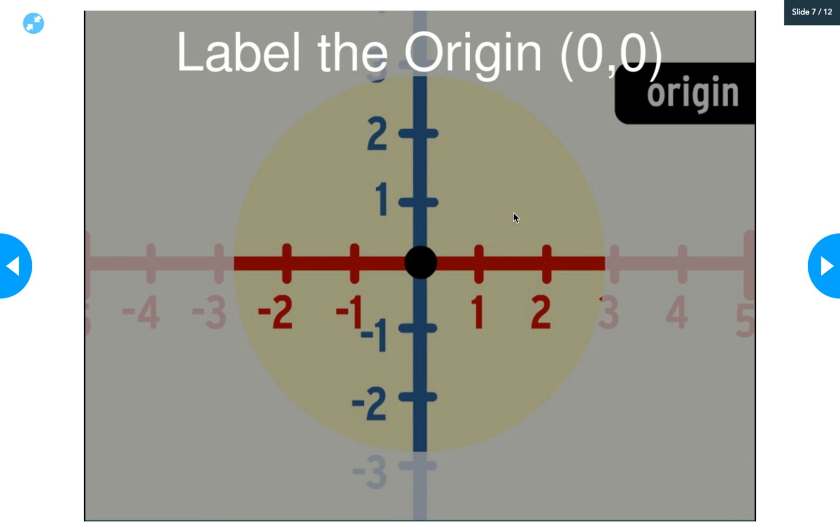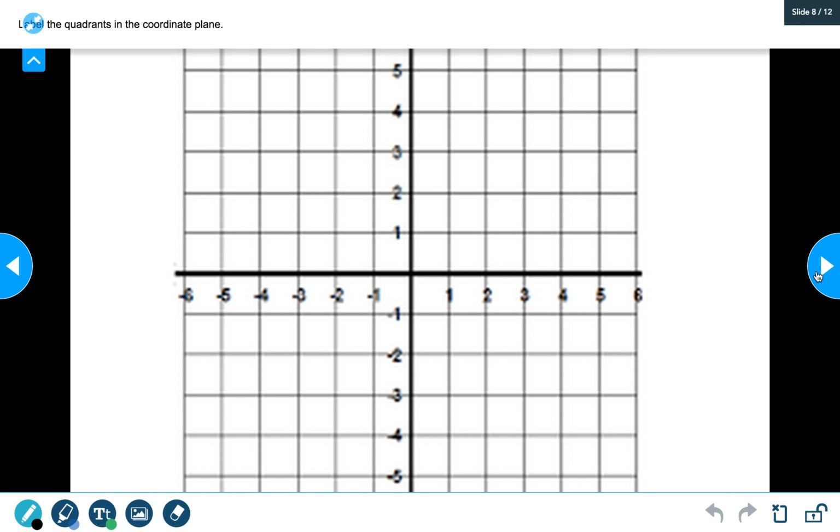And in the middle, we want to make sure we label the origin. The origin is the very middle, and its coordinates are (0, 0). So, here's some practice. Label the quadrants in this coordinate plane. You can go ahead and do this on your own.